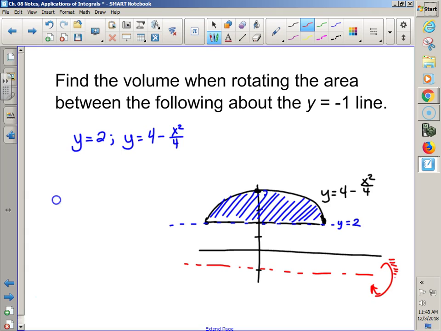I'm still going to do dx because I have a horizontal axis. What would change this to need a dy? Of some sort of vertical axis. Good. Either the y-axis that we're going about or some sort of x equals, as Aryan demonstrated.